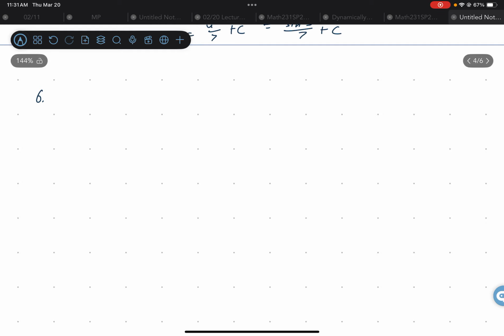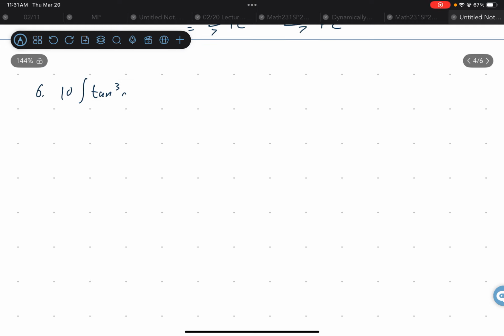Let's see, how should I write this one? Let's write it like this. Say we have constant out here, 10, and then we have tangent to the 3rd, maybe it's a fun one, q times secant q dq. I guess here. This might be a question that they give you, okay?